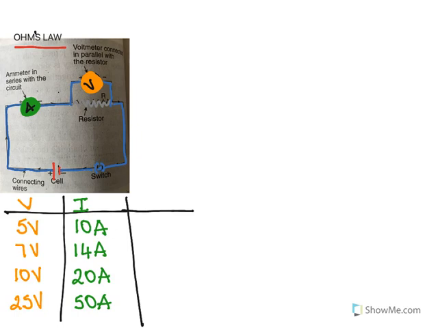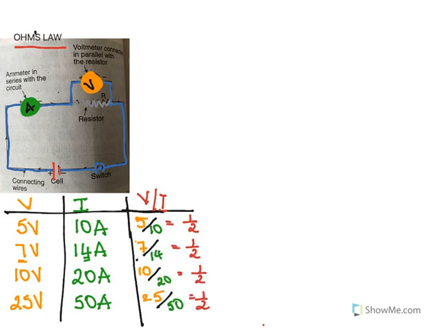But there is something that remains constant here. See, it is V over I. Let's do V over I in the first case. V is 5 and your I is 10. And you see V over I becomes 1 by 2. In the second case, you have 7 over 14, and that becomes again 1 by 2. Then 10 over 20, 1 by 2, 25 over 50, 1 by 2. So V over I remains a constant. The constant has got a special name called resistance.